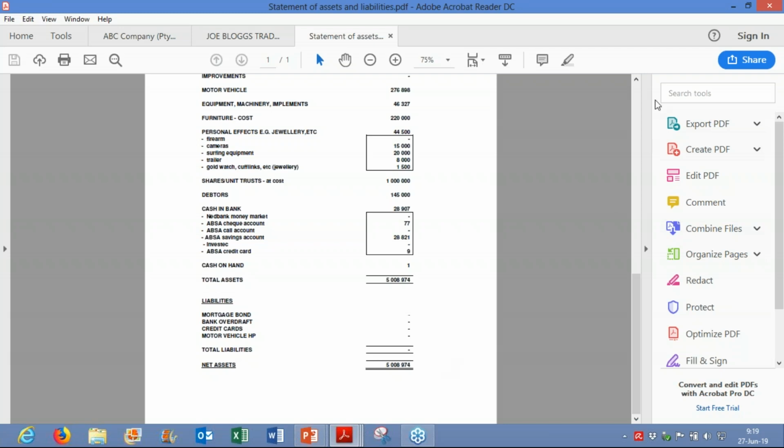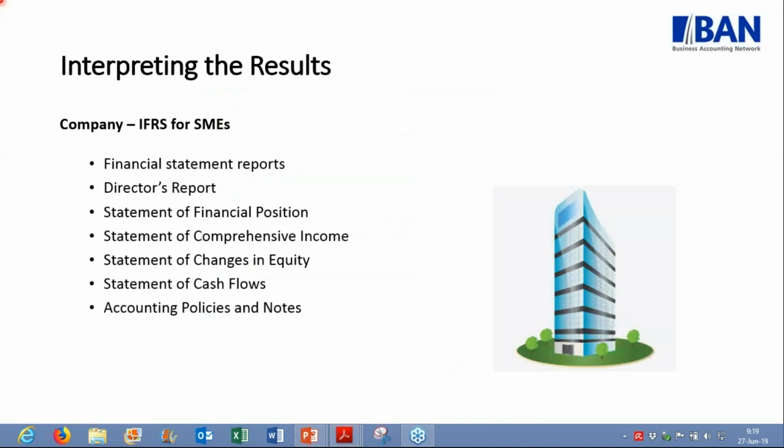Let's go and look at a company's financial statements. And here we are specifically looking at the application of IFRS for SMEs. And here is where a lot of detail now comes in, because you'll see as I go through it how much emphasis is being placed on adjustments that need to be made for accounting purposes.